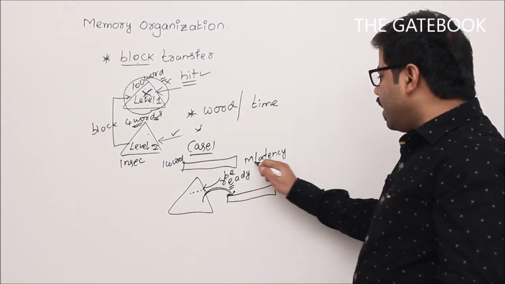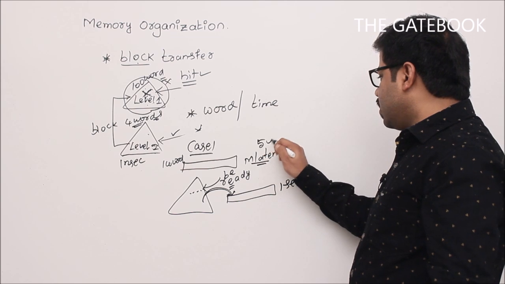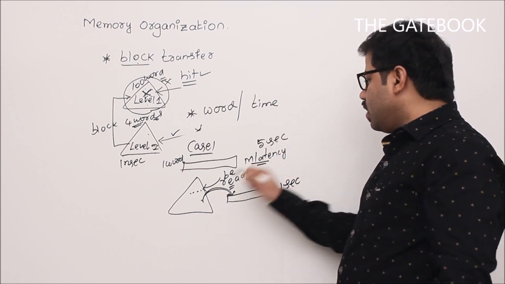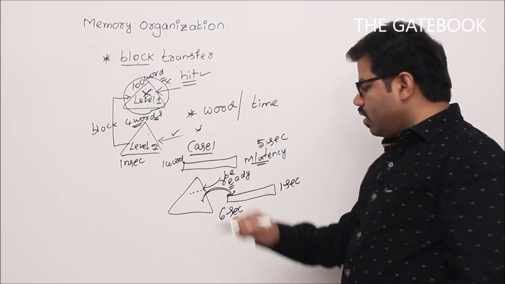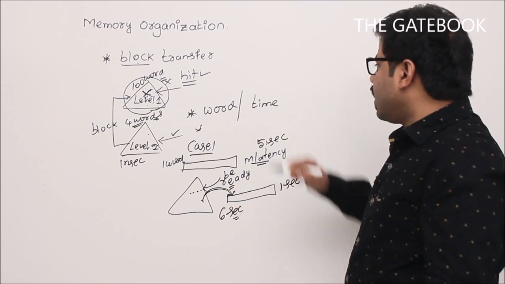Then how much memory latency initially? Let's say 5 seconds for preparing your memory. Then 5 plus 1, 6 seconds. You are wasting how much time to fetch one word? 6 seconds. Now take the second case.